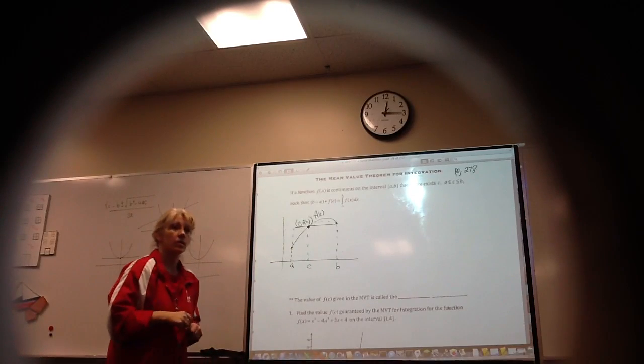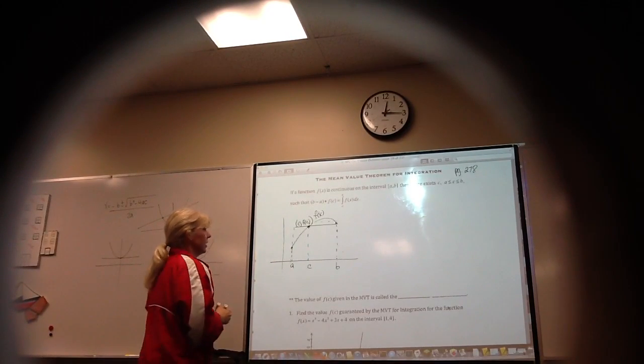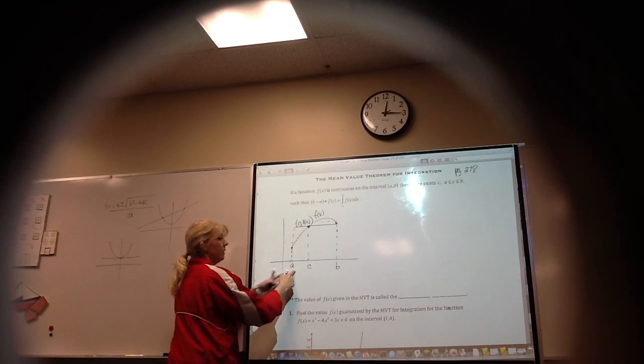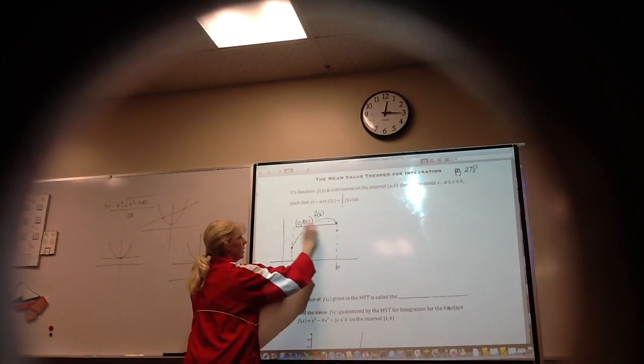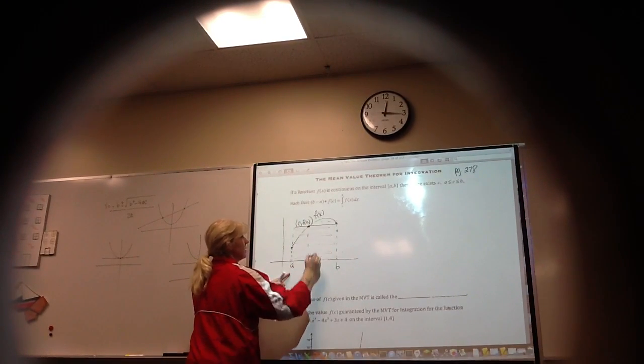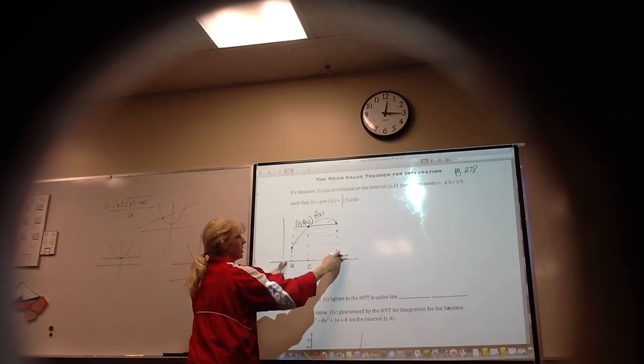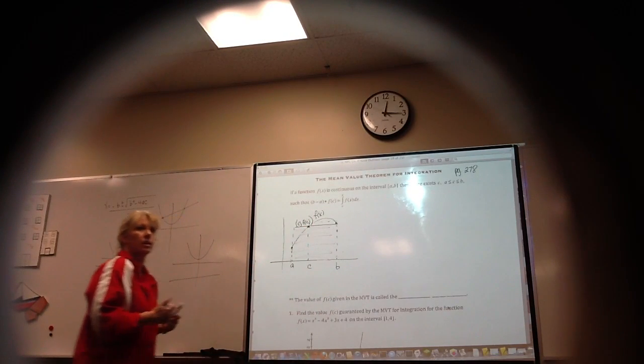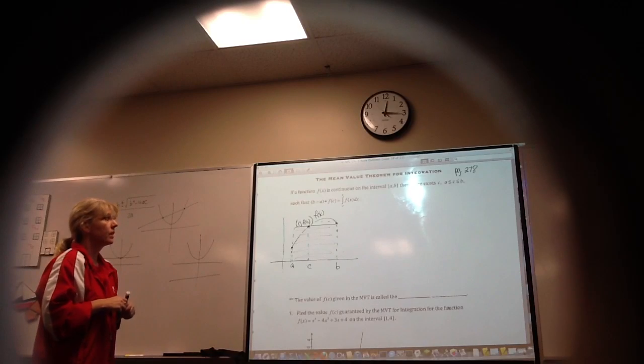Okay? So we're saying the area of this rectangular region, b minus a, is the actual width of the rectangle, times the height, f of c. The area of that rectangular region is the exact area under the curve. That's simply what it's saying.